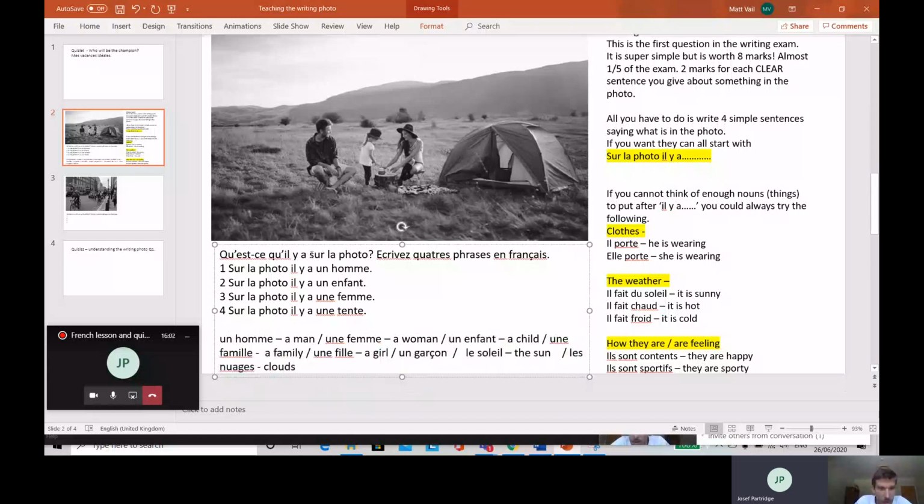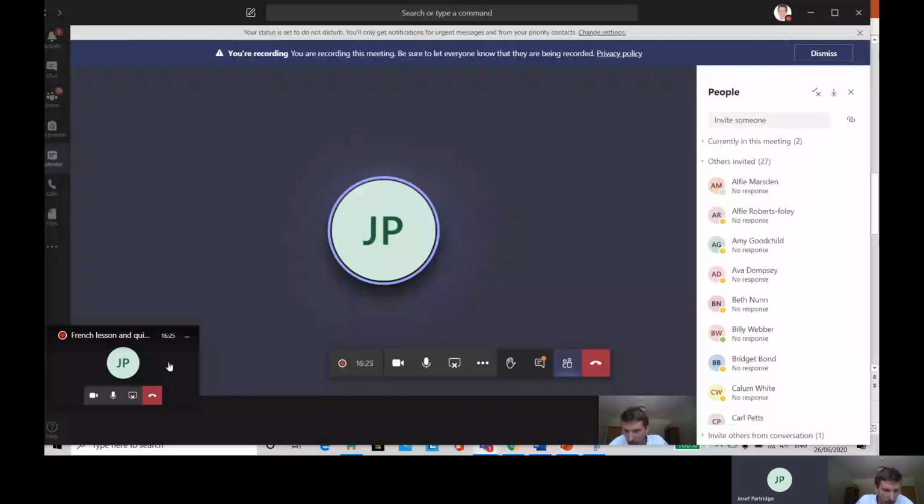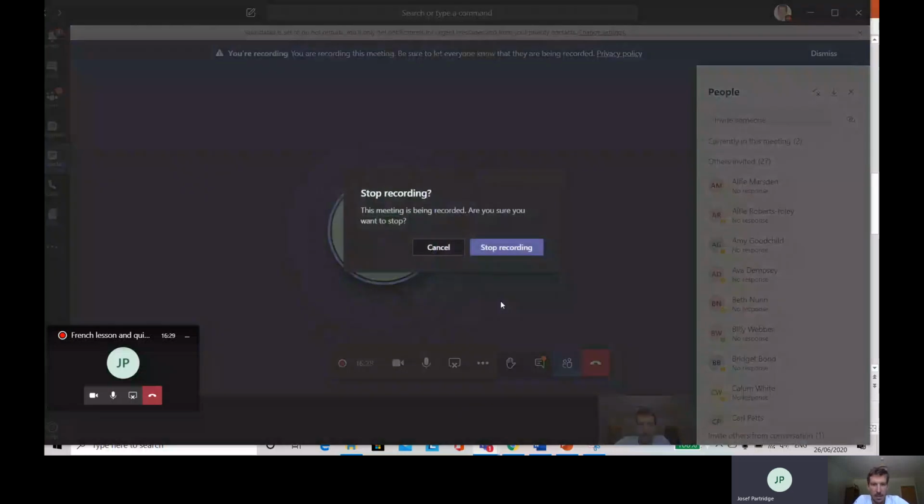Qu'est-ce qu'il y a sur la photo? So you can take the sur la photo, il y a, basically just take that section of it, copy it exactly correctly, for each of the things. And then if you've learned those, I reckon you're probably going to be pretty sorted with an answer that would be 8 marks, 2 marks for each of those, so 8 out of 8, which is a great start to your writing exam. Okay, I'm just going to stop the recording, and then I'll take any questions from you.